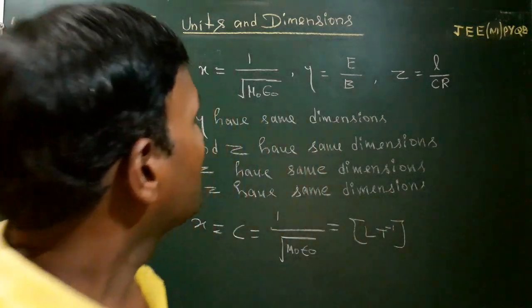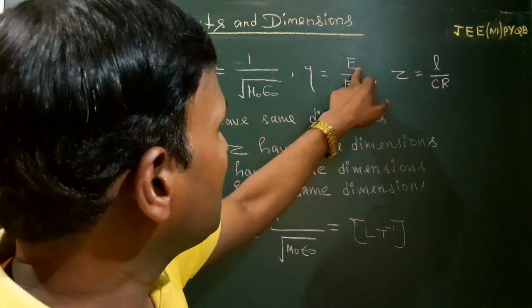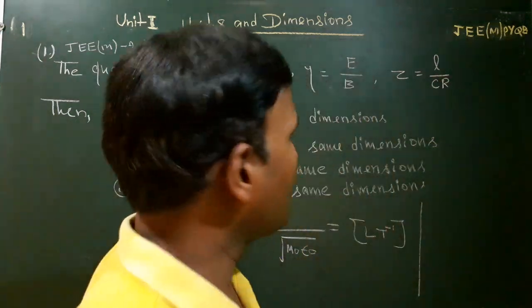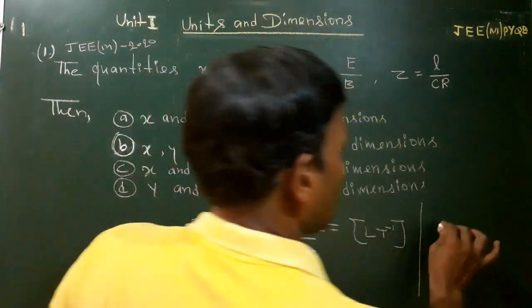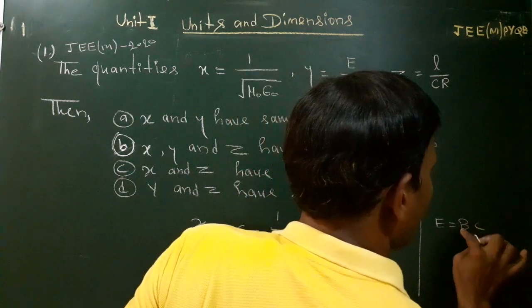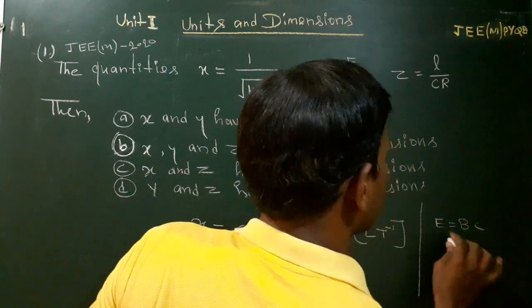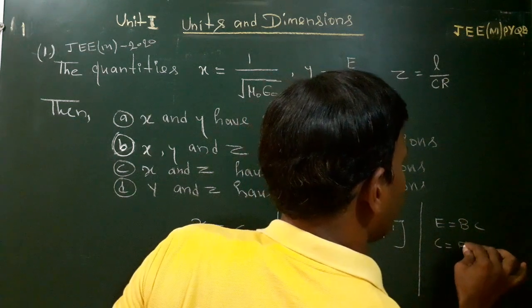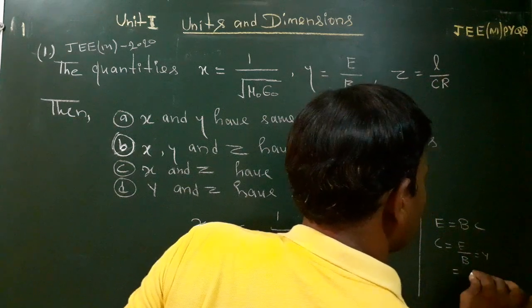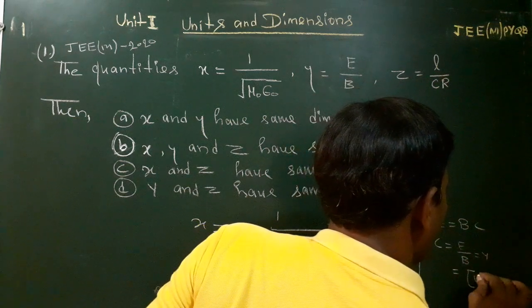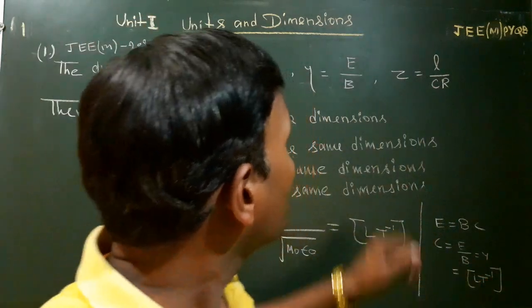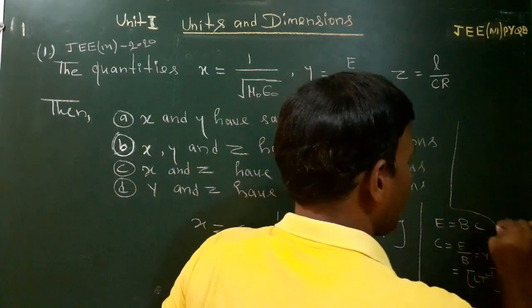You got it? Now y: how can we find E by B? See here, in modern physics, I mean for an electromagnetic wave, we know the relation E is equal to BC, where B is the magnetic field and C is the speed of light. So C we can write as E by B, and E by B is nothing but y. Again it's the speed of light, so you can write L T minus 1.